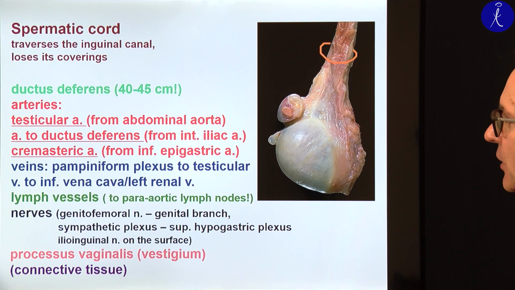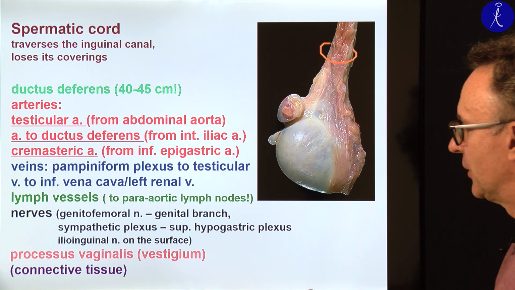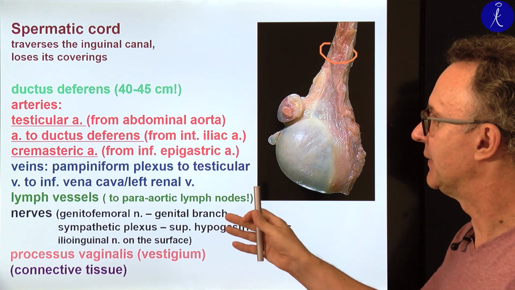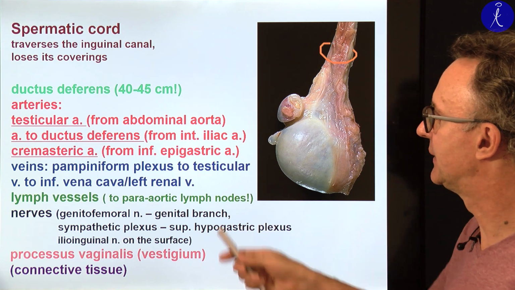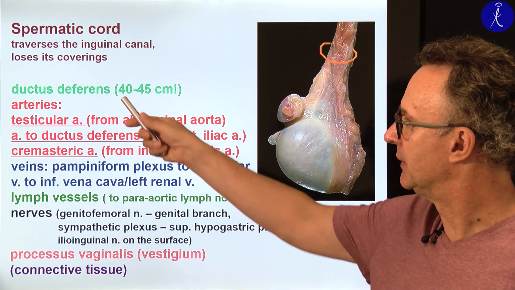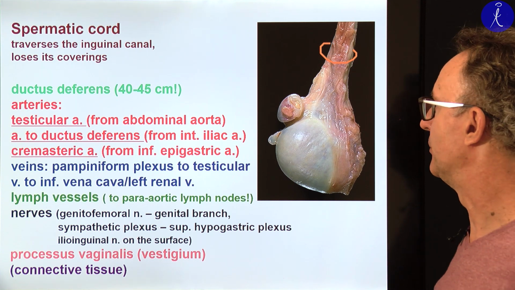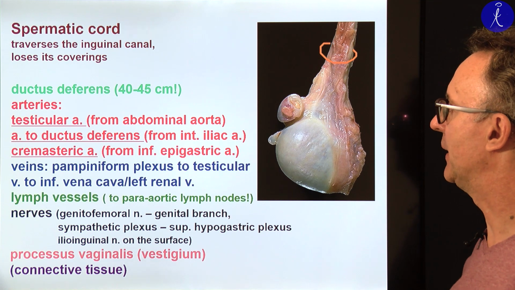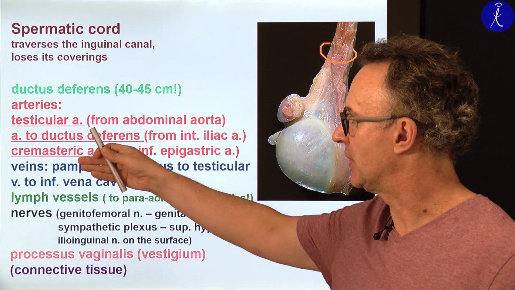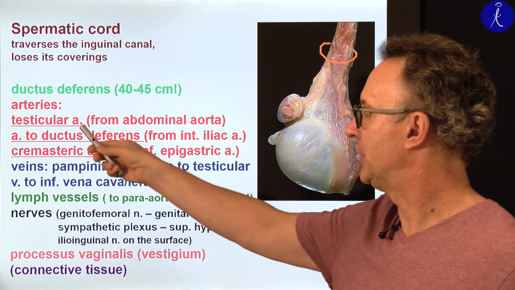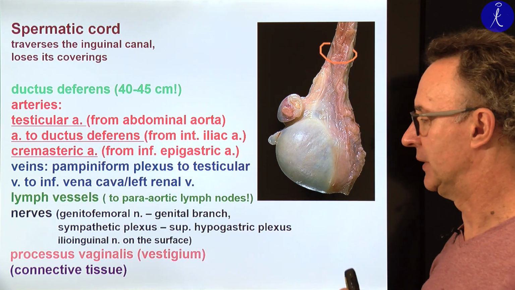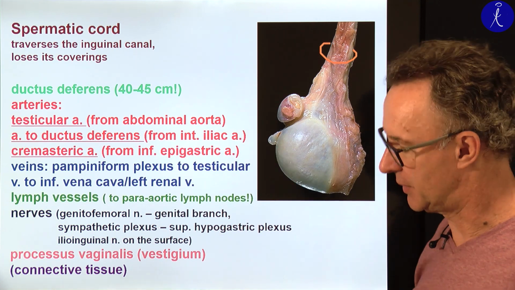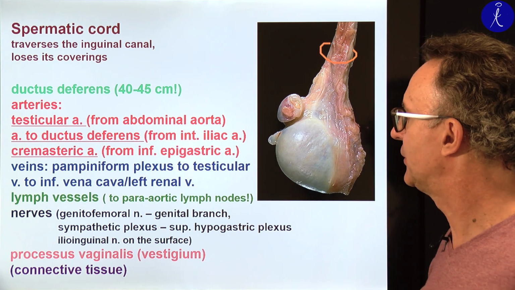Now in the spermatic cord, which is altogether the vas deferens, vessels, nerves, lymph vessels, together with the coverings, we see these structures. The ductus deferens or vas deferens is the major. It is quite a long tube, 40 to 45 centimeters, and we have several arteries from 3 sources. The major, of course, the testicular artery, which supplies the testis, and this is a branch of the abdominal aorta because it's a gonadal artery in man.